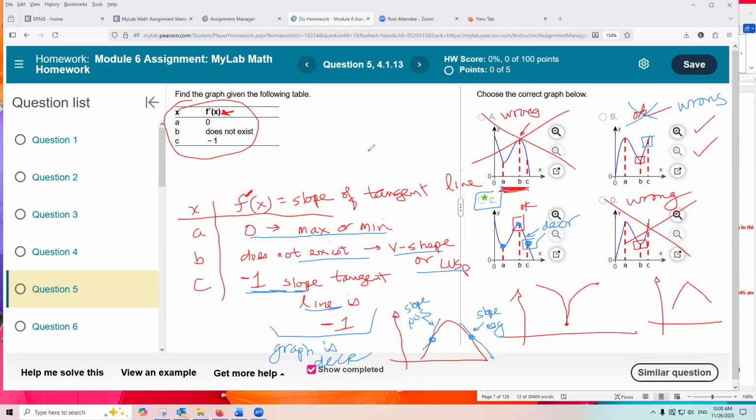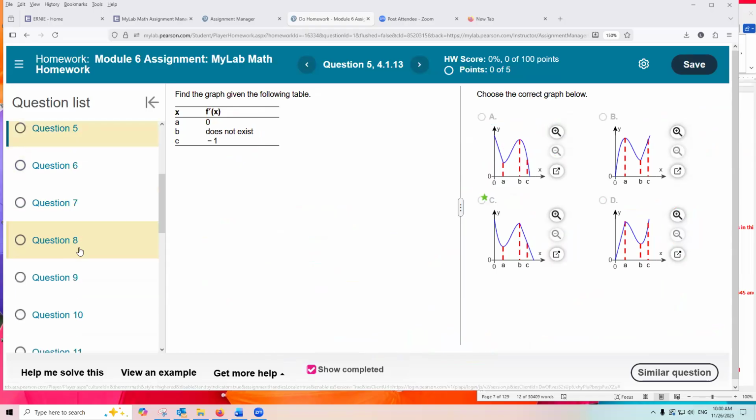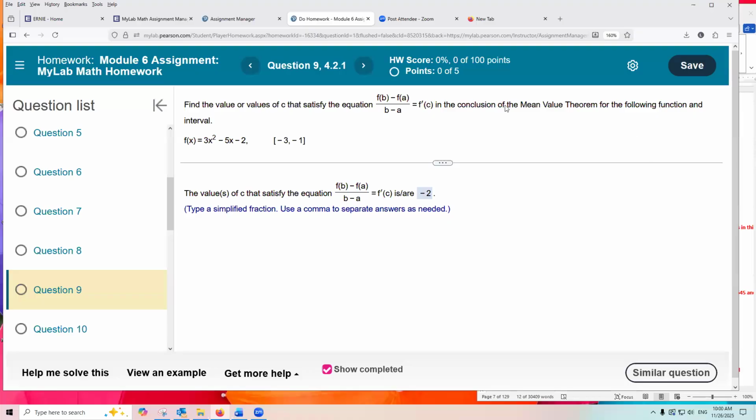Okay, so really no calculations needed on this one. We just had to analyze the derivative for each of points A, B, and C to come to a conclusion on this one. All right, let's do one or two more. Let's take a look here at number 9. This is referencing something called the mean value theorem.